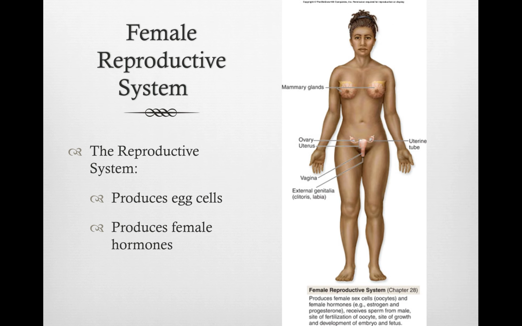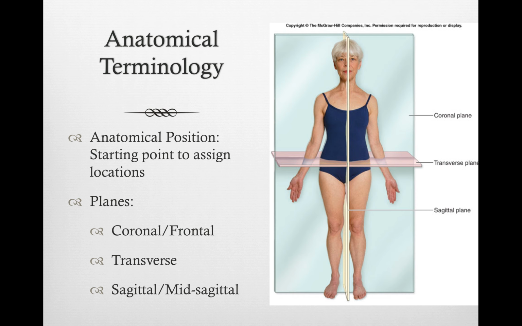Females are going to produce gametes, specifically egg cells. And the reproductive system is also going to produce hormones specific to the female reproductive system, namely progesterone and estrogen.